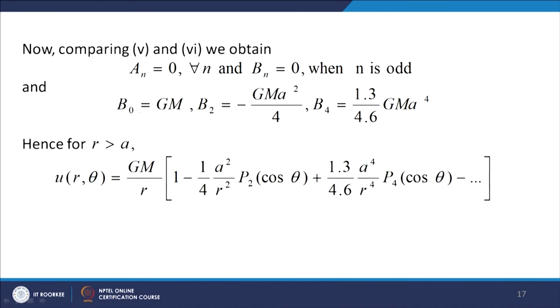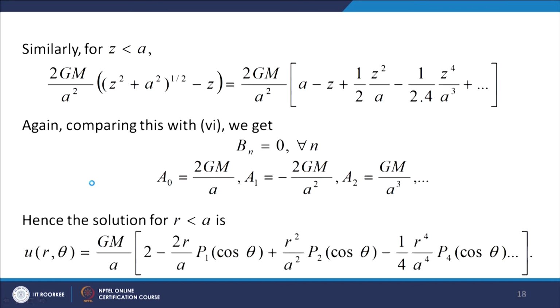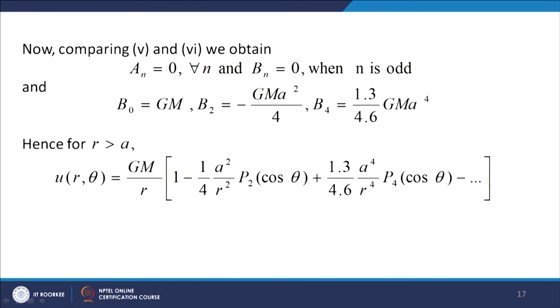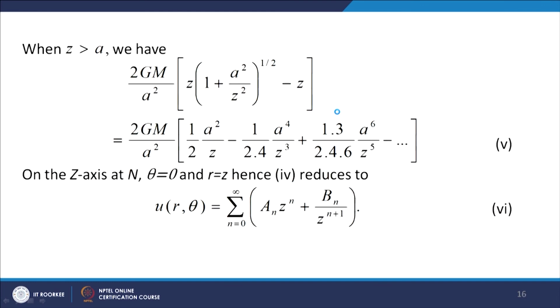So we have b_0 this, b_2 this, b_4 this, and therefore, for r greater than a, u(r, theta) is equal to this one: u(r, theta) equals GM by r times (1 minus 1 by 4 a squared by r squared P_2 cos theta), where we can put the values of b_0, b_2, b_4 in this expression.